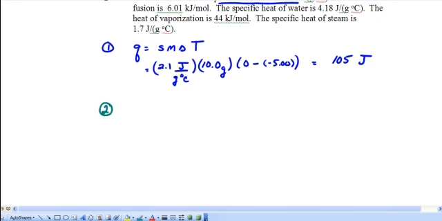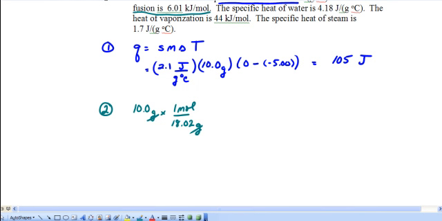Now, we have 10 grams of ice. We have to change that into moles. Why? Because the heat of fusion is given in kilojoules per mole. Why is the specific heat done per gram and the heat of fusion done per mole? Well, you could easily change either one so that they match, but they typically don't. This is how they're typically reported. So you just have to take the extra steps.